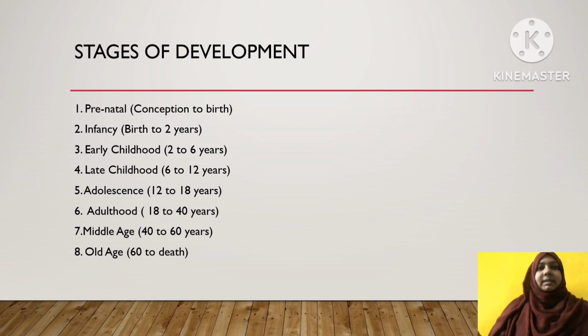Stages of development. There are 8 stages of development. The first one is the prenatal stage, from conception to birth. The next stage is infancy, from birth to 2 years, then early childhood, from 2 years to 6 years, later childhood, from 6 years to 12 years, adolescence, from 12 to 18 years. This is also known as teenage. Adulthood goes from 18 years to 40 years, middle age from 40 years to 60 years, and old age from 60 years onwards.